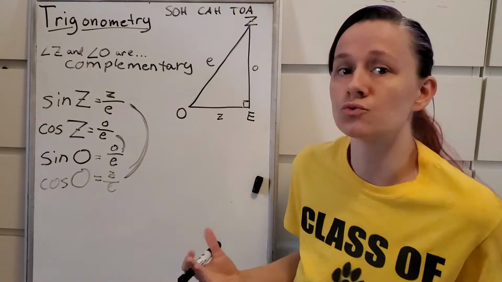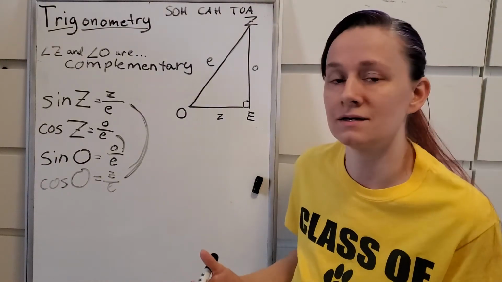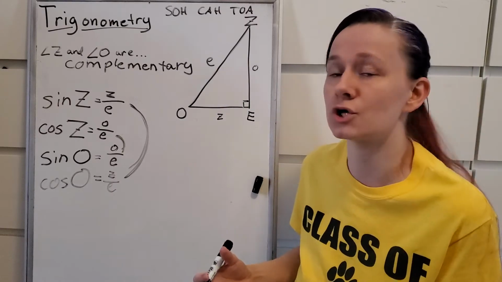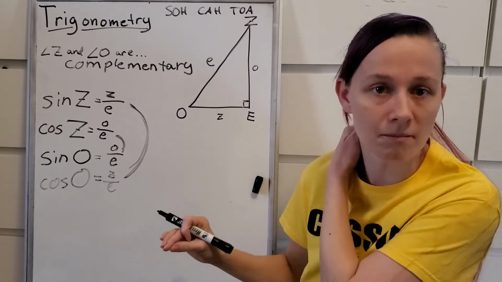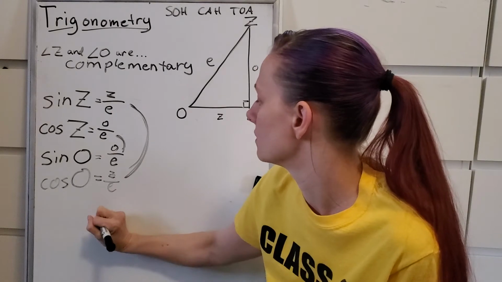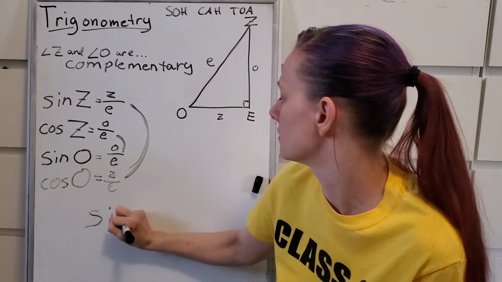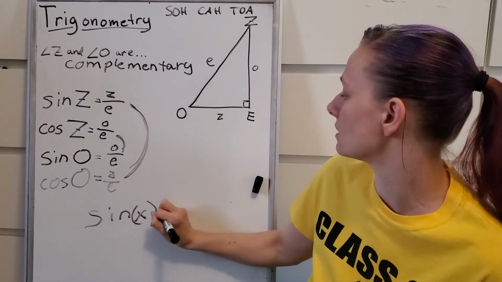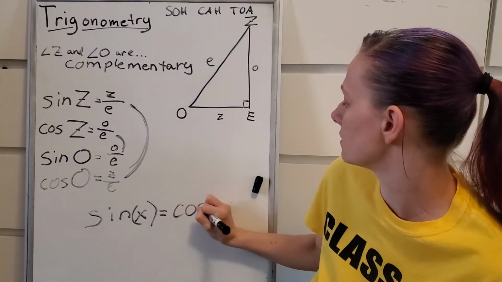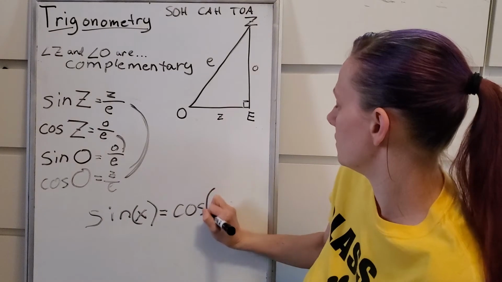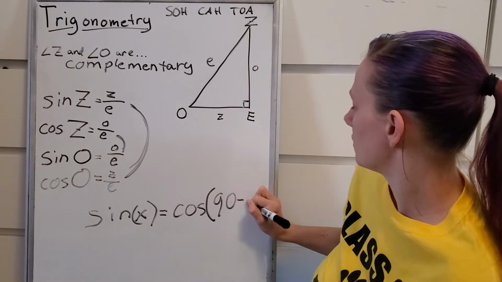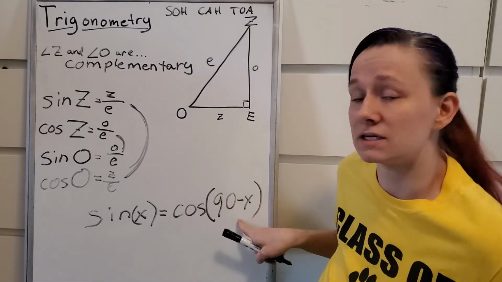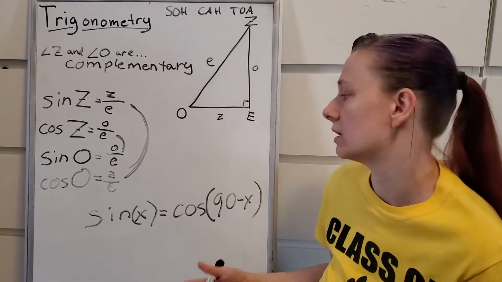So that forms a rule. The sine of any angle is always going to be equal to the cosine of its complement. So the sine of any number equals the cosine of its complement. So you just subtract from 90 degrees and you can find the other number in a problem like this.